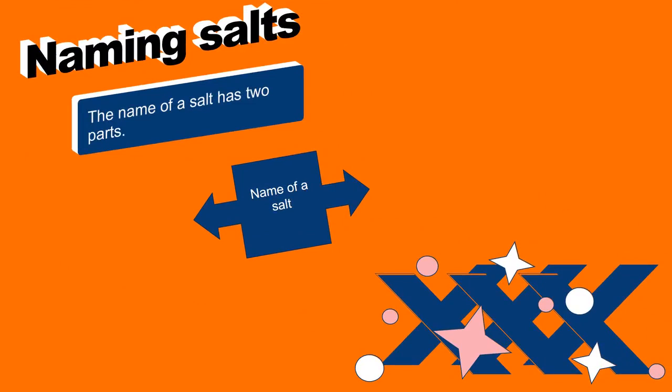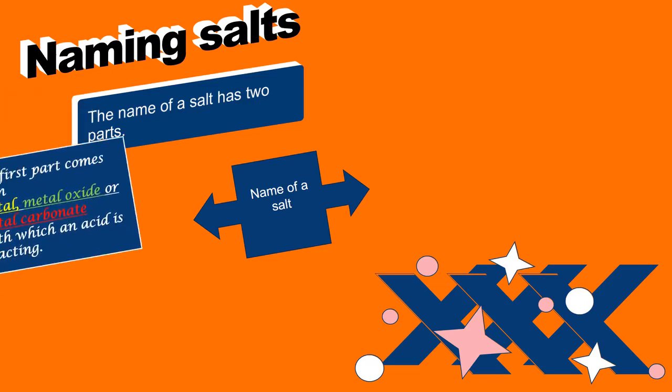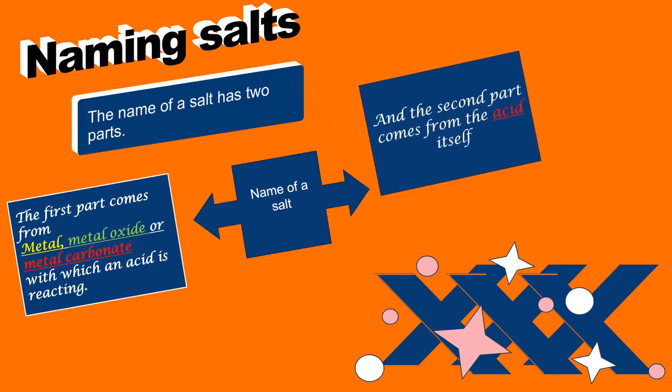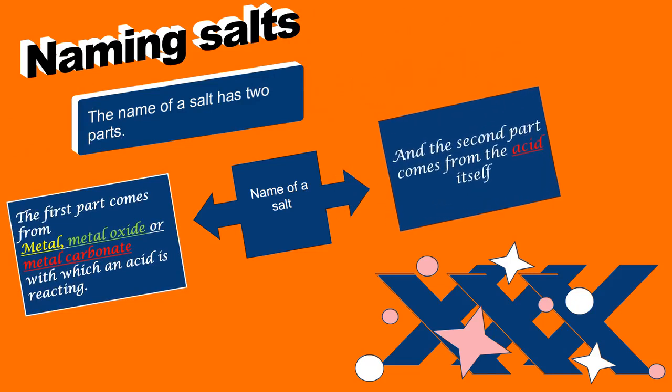Now let's discuss names of salts. Every salt name has two parts. As you know, salt is made by the reaction between a base and an acid. A base is usually a metal hydroxide, metal oxide, or even some metal carbonates are basic in nature. So the first part comes from a base. The second part comes from an acid itself. For example, if we look at the name of table salt, it is called sodium chloride. Sodium comes from the metal and chloride comes from the acid.